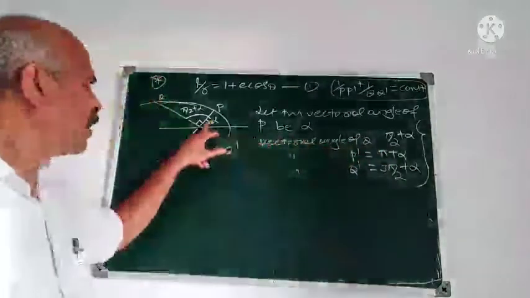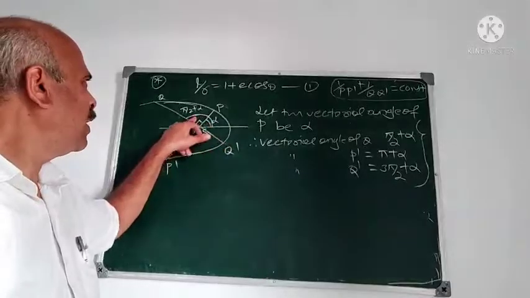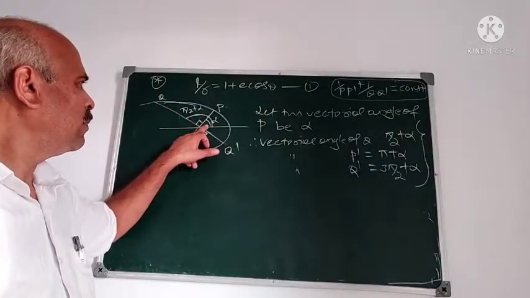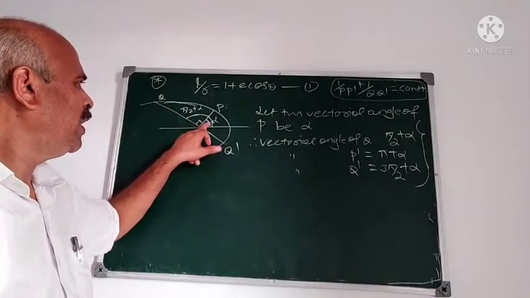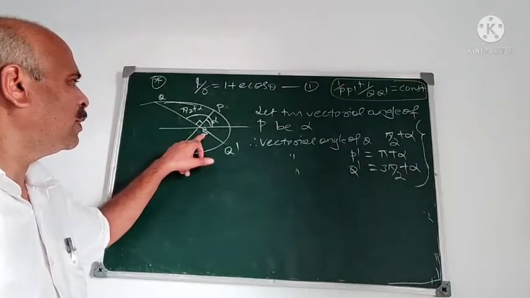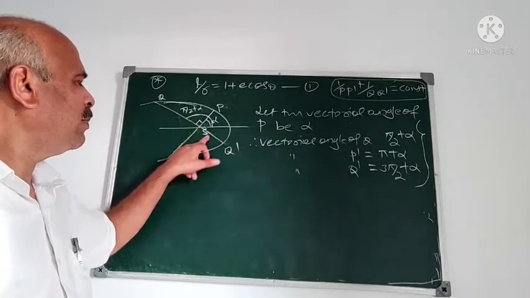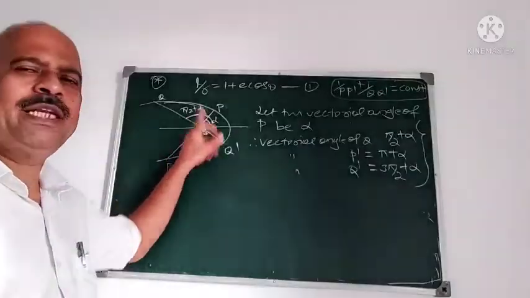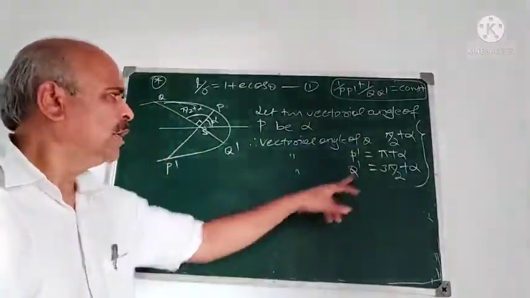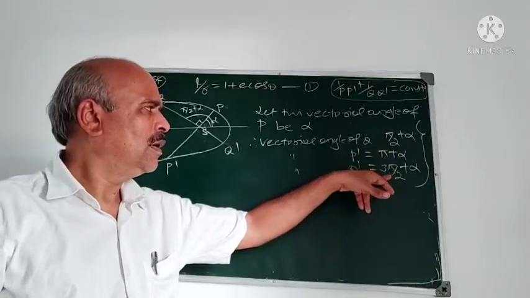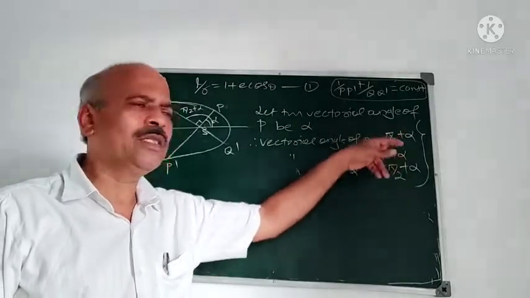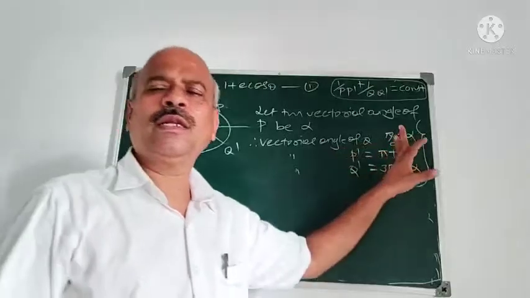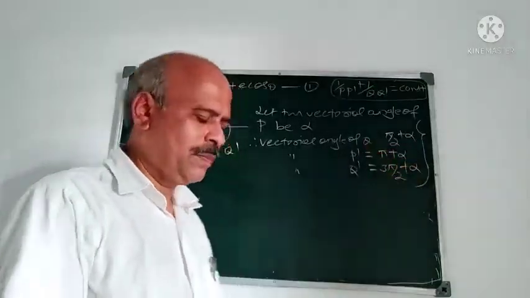If we take the vectorial angle of P as alpha, what is the vectorial angle of Q? 90 plus alpha. What is the vectorial angle of P dash? 180 plus alpha. What is the vectorial angle of Q dash? It is 3 pi by 2 plus alpha. Because pi by 2, pi by 2, pi by 2, 90 degrees, they are perpendicular. Now with this, we proceed, and this is the important step.